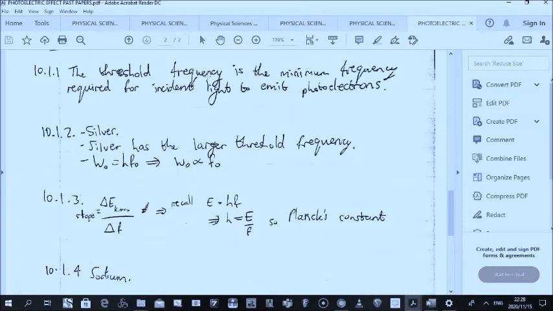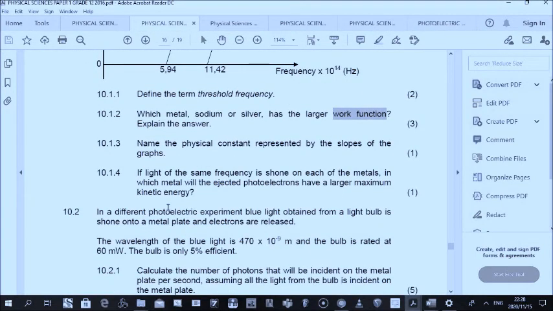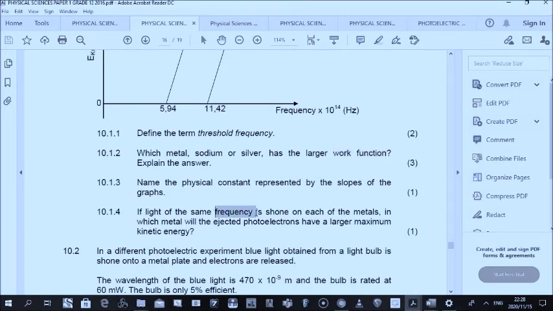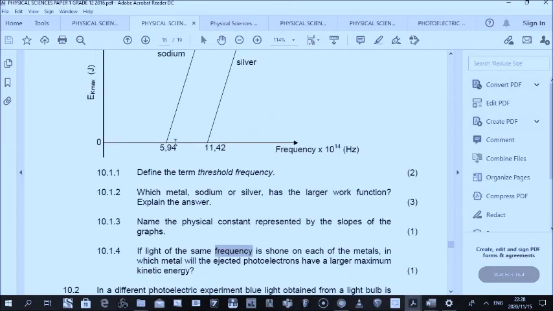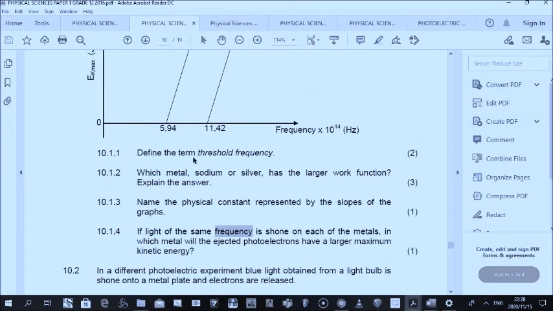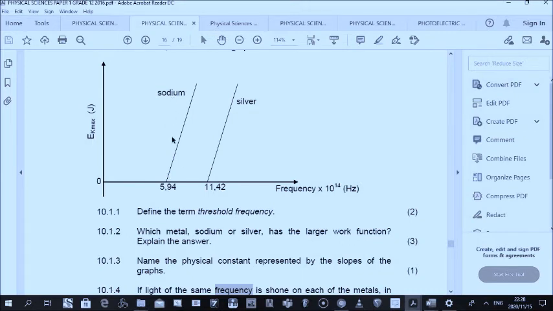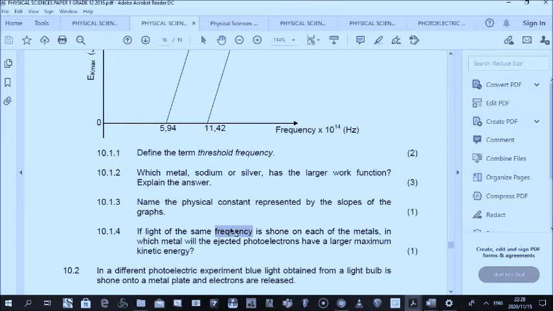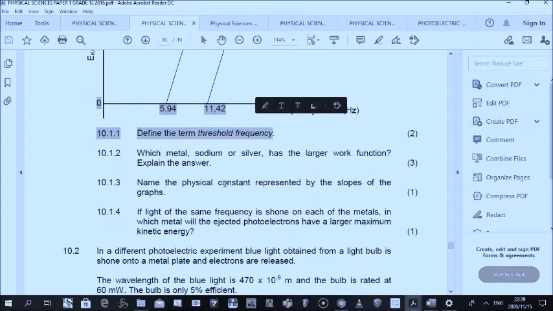So moving forward, next question: if the light of the same frequency is shone on each of the metals, in which metals will the ejected photoelectrons have a larger maximum kinetic energy? That correct answer will of course be sodium, because if the light of the same frequency is shone on each of the metals, the frequency required for silver is much higher than that for sodium. So the light will be responded to quicker in the sodium, which has a lower work function, a lower threshold frequency. So then the photoelectrons will have a larger maximum kinetic energy in the sodium, because it has a lower work function, a lower threshold frequency. That's in the case where the same frequency is used for sodium and silver.